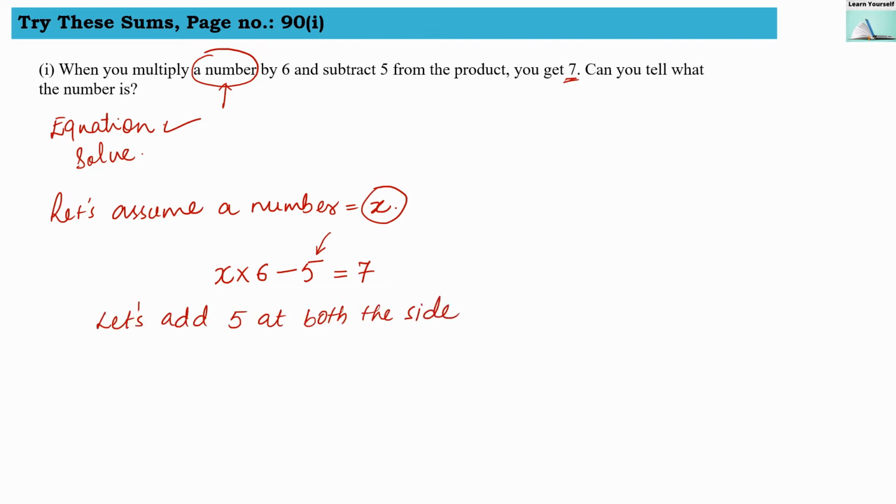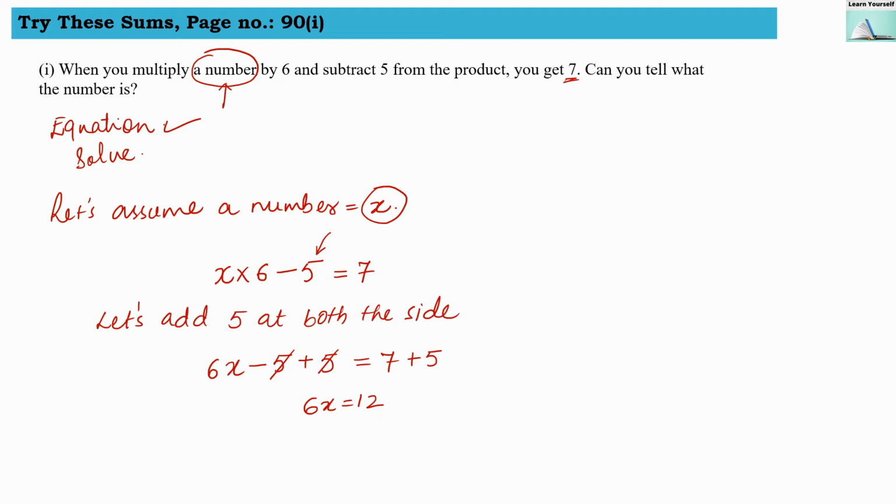So let us add 5 at both the sides. I am going to write 6x instead of x into 6. Minus 5 is already there, and I am going to add 5 at both the sides. So 7 plus 5. Now this 5 and this 5 will get cancelled out. I will get here 6x equals to 12. 7 plus 5 is 12.